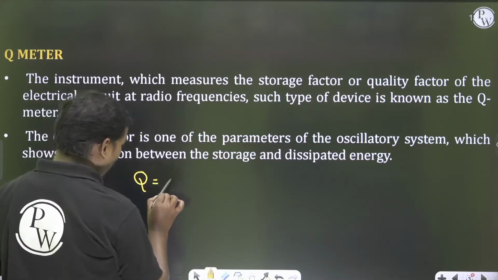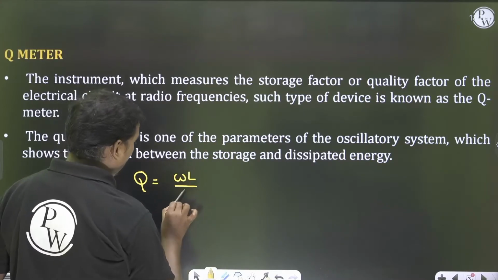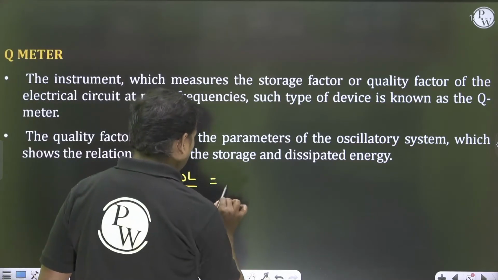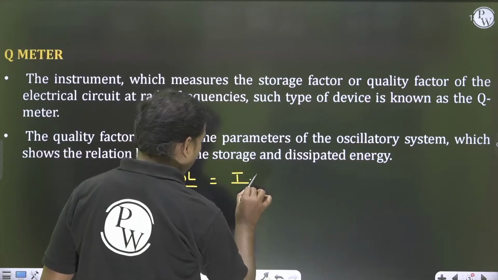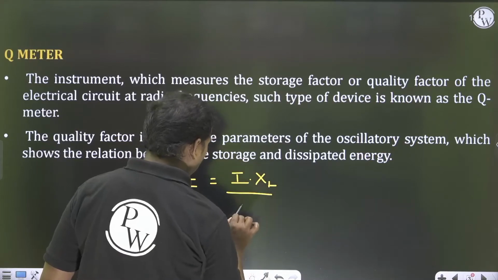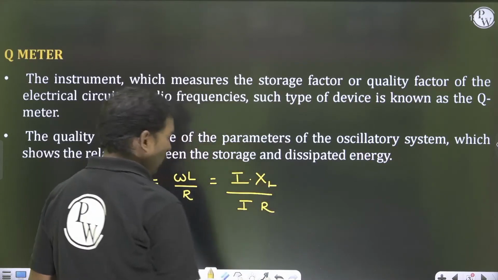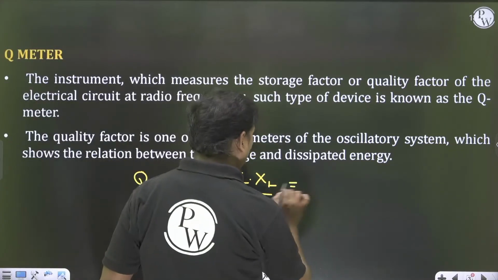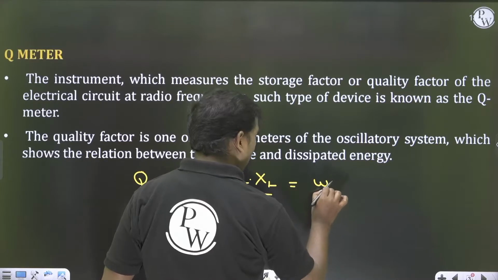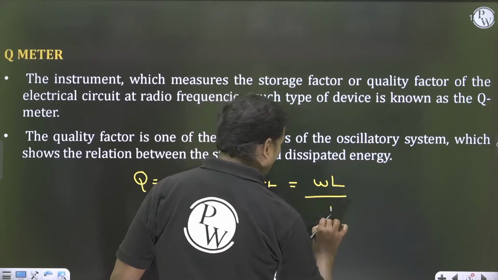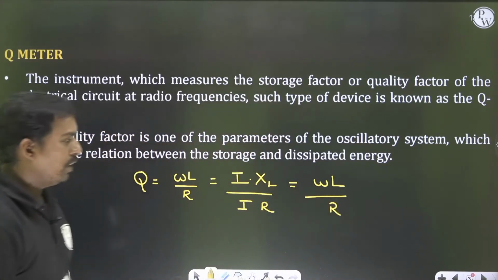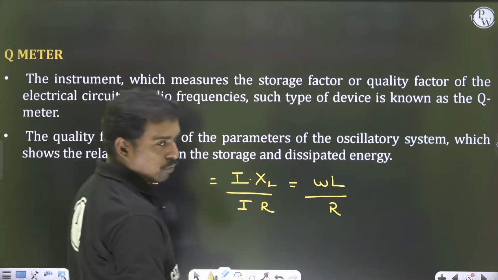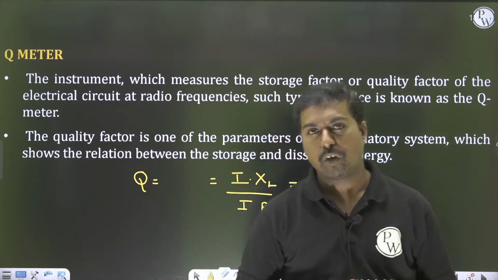As you are aware, the Q factor is defined as omega L by R, but how did this relation come? It is based upon the ratio of energy stored to energy dissipated. This is the dissipated, this is the stored. If you take this, omega L, the I gets cancelled and what remains is R. This is how we got the expression for the Q factor, which is defined as the quality factor of the coil.